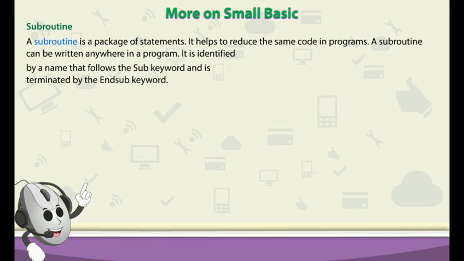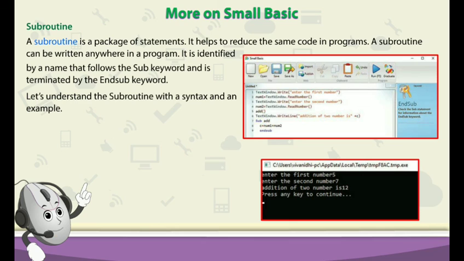Now let's learn about subroutines. A subroutine is a package of statements. It helps us to reduce the code in a program. A subroutine can be written anywhere in a program. It is identified by the name that follows the Sub keyword, and it is terminated by the EndSub keyword. So let's understand with the help of an example and syntax.